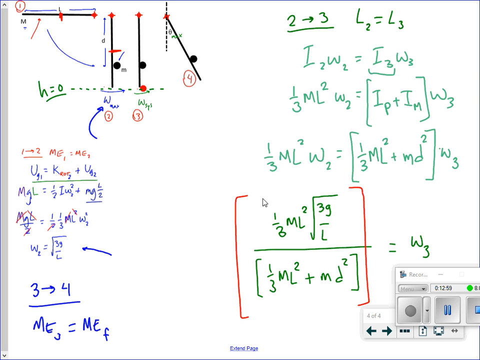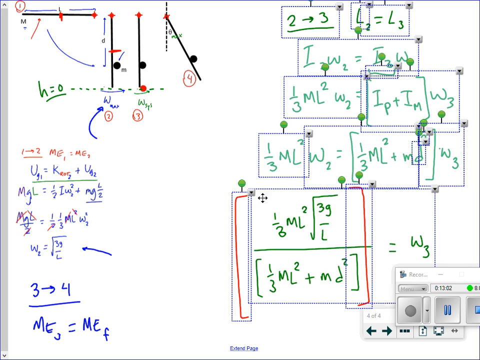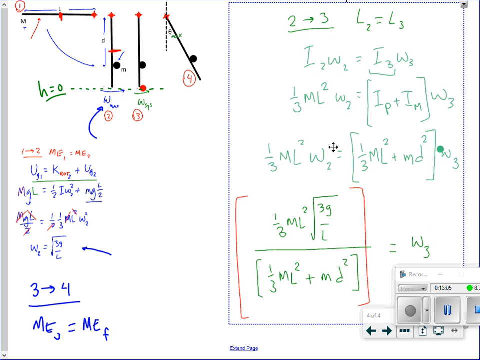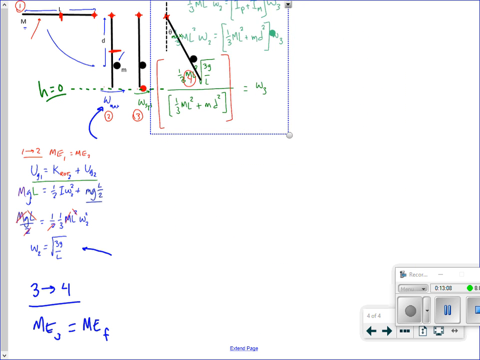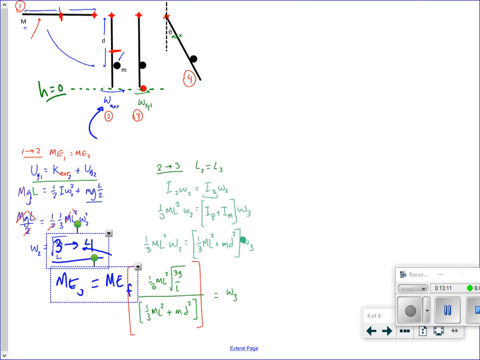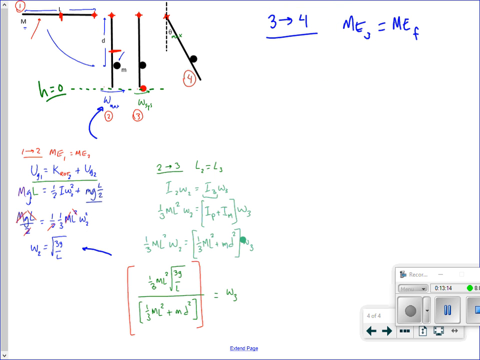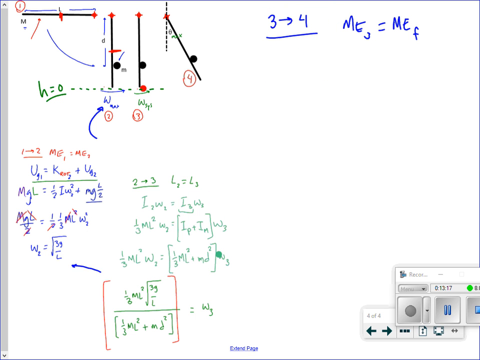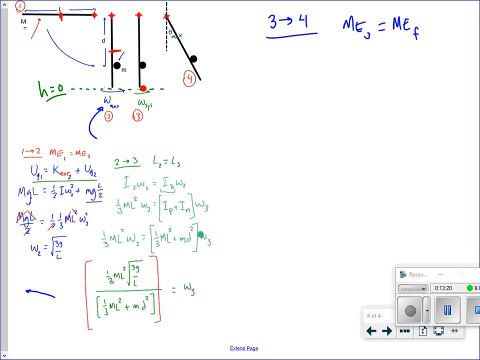Okay, and now let's put this in our other back pocket, and then we can go from instant 3 to instant 4, and say that this system now has some rotational kinetic energy in the beginning, and that turns into some gravitational potential energy at the end.